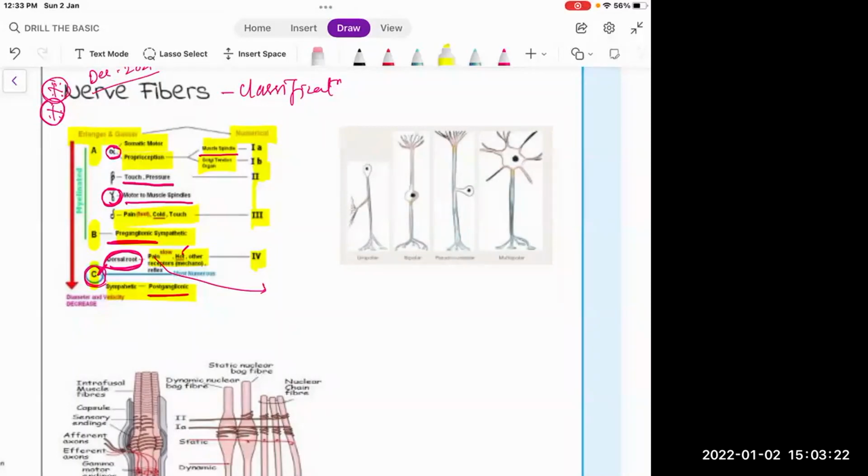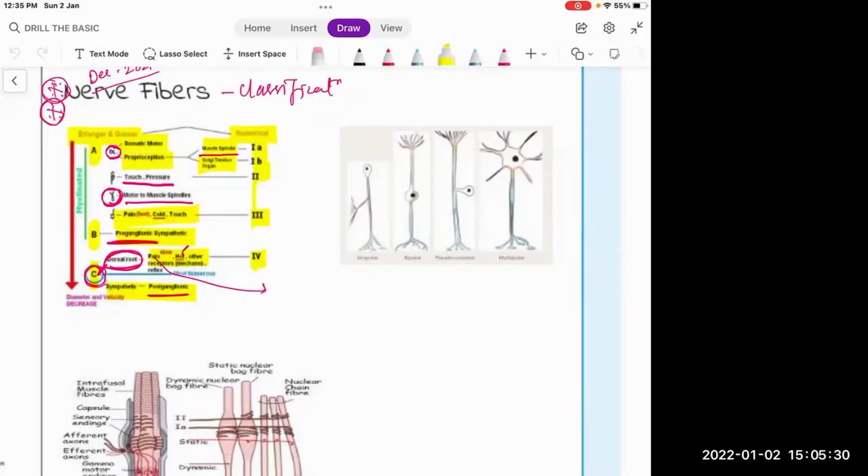Follow this red arrow in the left hand corner. It is mentioning the diameter and the velocity, which is decreasing, descending. It means A fibers have increased thickness and increased velocity, less than A is B, less than B is C. So the order is decreasing.